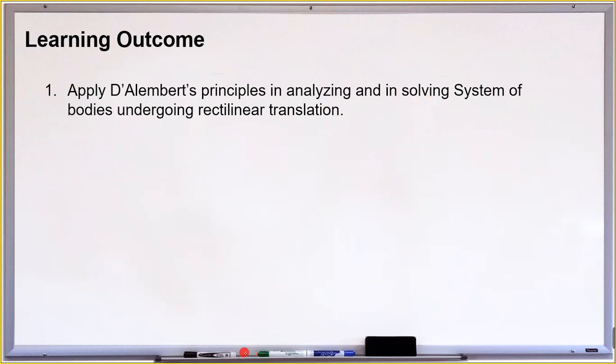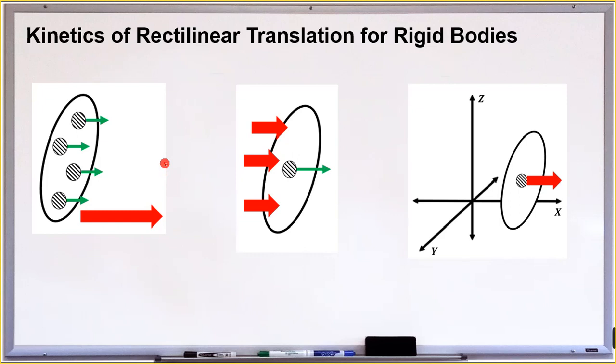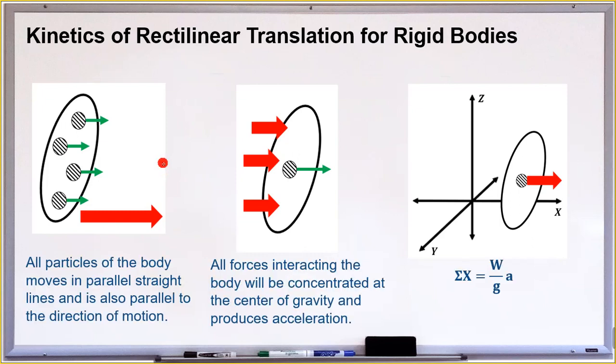This time, we are going to consider the forces that act in our system of bodies. Okay, system of bodies. So let's start with the kinetics behind the rectilinear translation for rigid bodies.